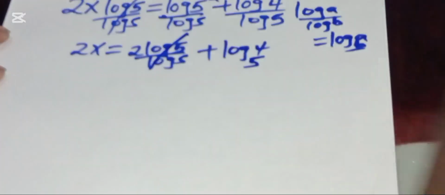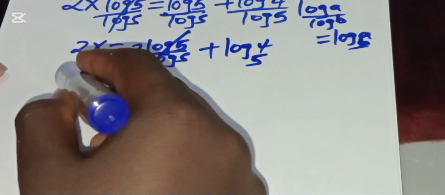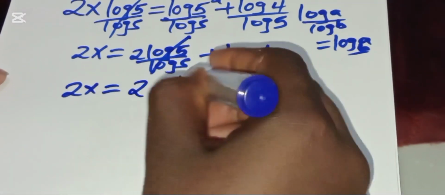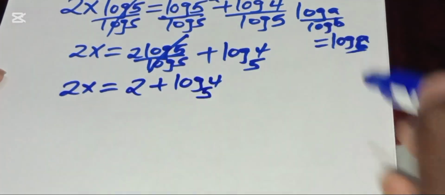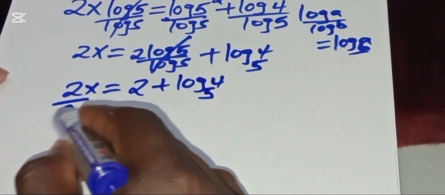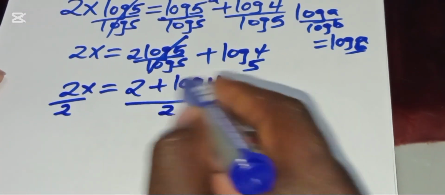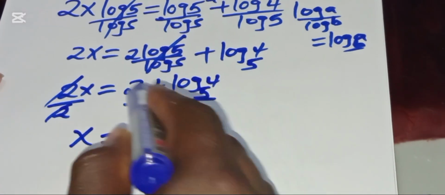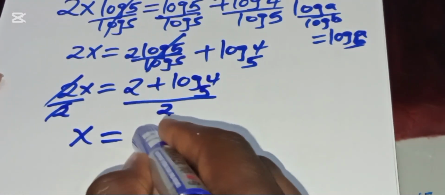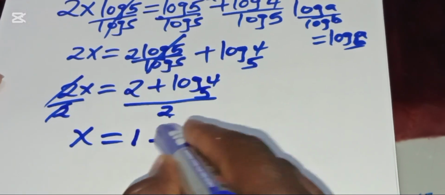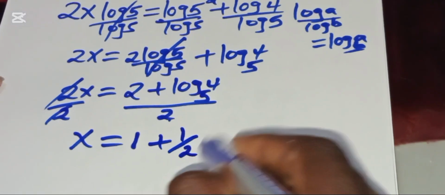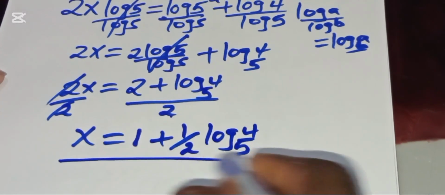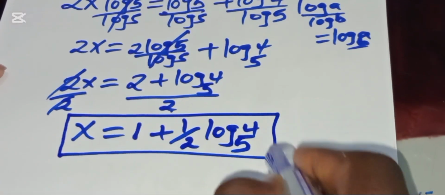Now if you simplify here, 2x is equal to 2 plus log 4 to base 5. Now let's divide both sides by 2, so that x is equal to 2 divided by 2, which is the same thing as 1, plus a half log 4 to base 5. This is the value of x.